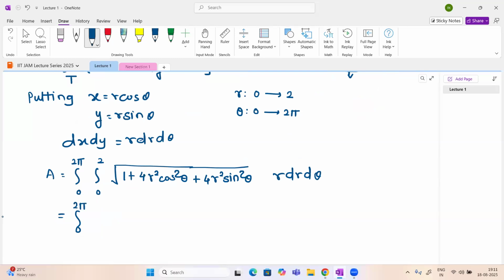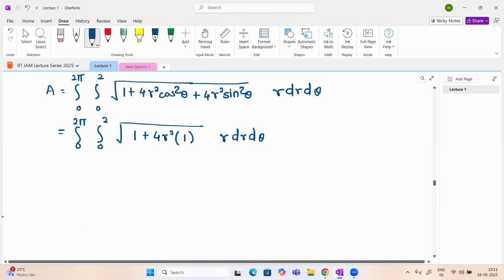We take 4r square common. If you take 4r square common, you will have cos square theta plus sin square theta, which is 1. So that means we have this kind of integration. Tell me how to solve this integration.